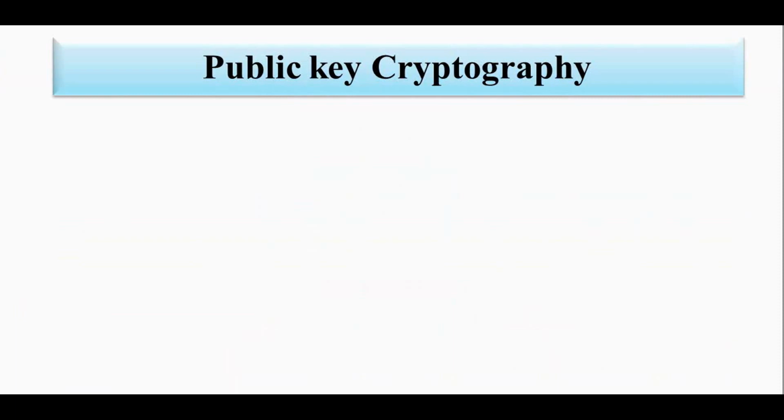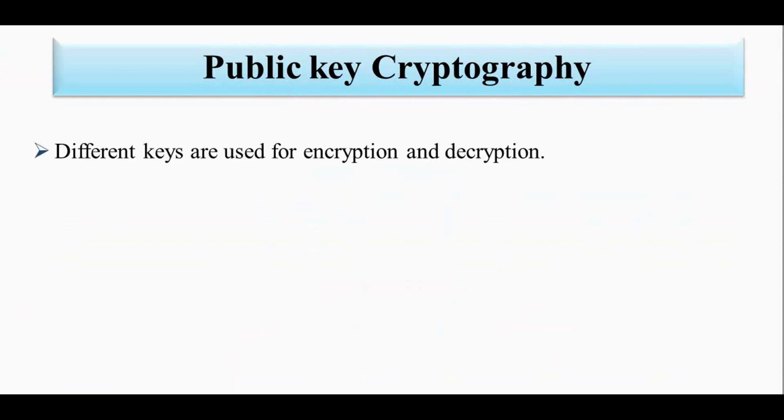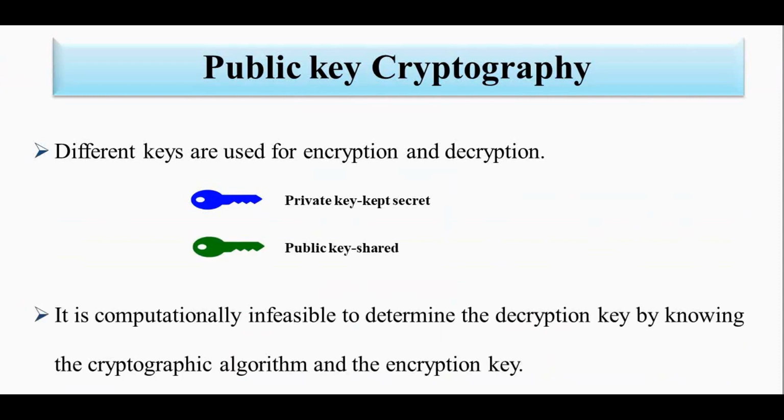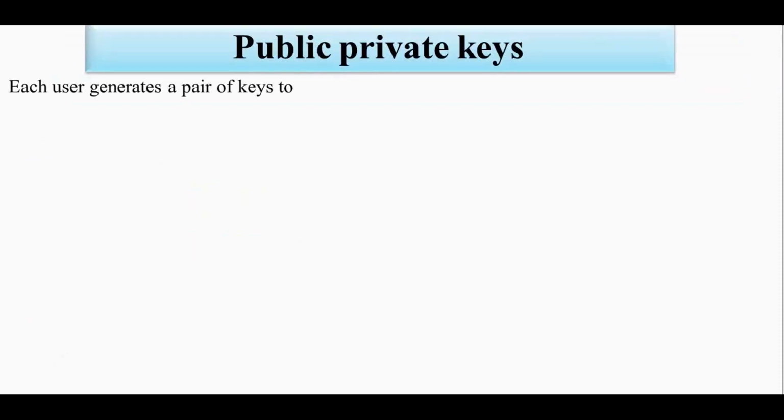So that is about secret key cryptography. How public key cryptography works. As I said already, different keys are used for both encryption and decryption. Every user will have one private key which is kept secret and a public key which can be shared with anyone. The interesting property of public key cryptography is that it is impossible to determine the decryption key just by knowing the encryption algorithm and the encryption key. So if you know the cryptographic algorithm used and the encryption key, you should not be able to determine the decryption key.